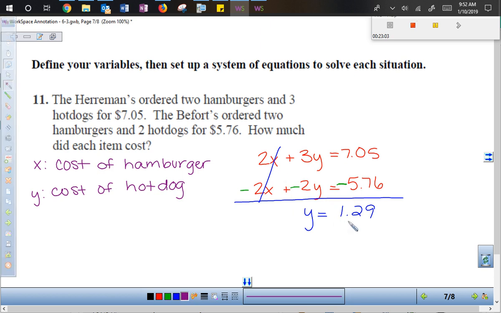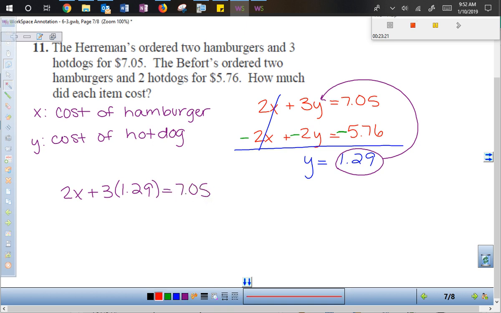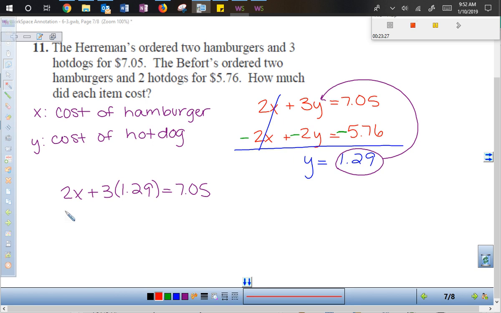Now I have to find the cost of a hamburger, so I need to substitute this guy back in. I'm going to put it back into my first equation because I haven't messed with it yet. So I'm going to say that 2x plus 3 times 1.29 is going to equal 7.05. Now I can multiply, so in my calculator 3 times 129 is going to give me 387. So 2x plus 387 equals 705.